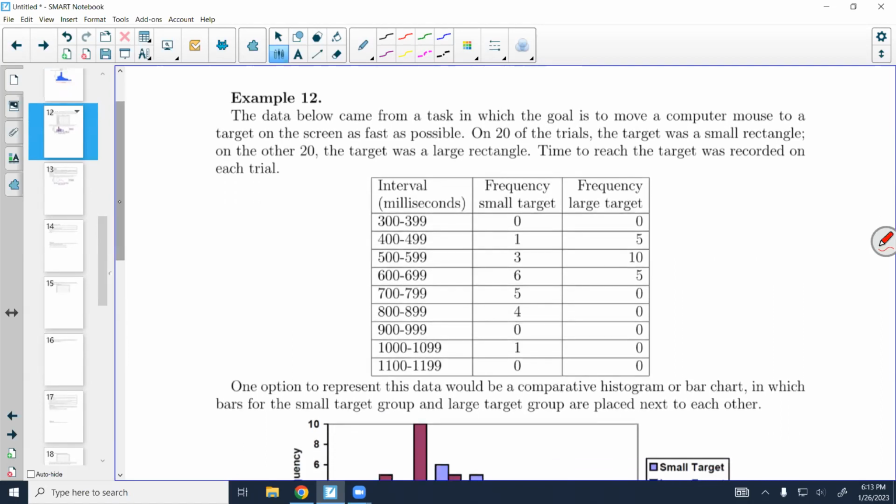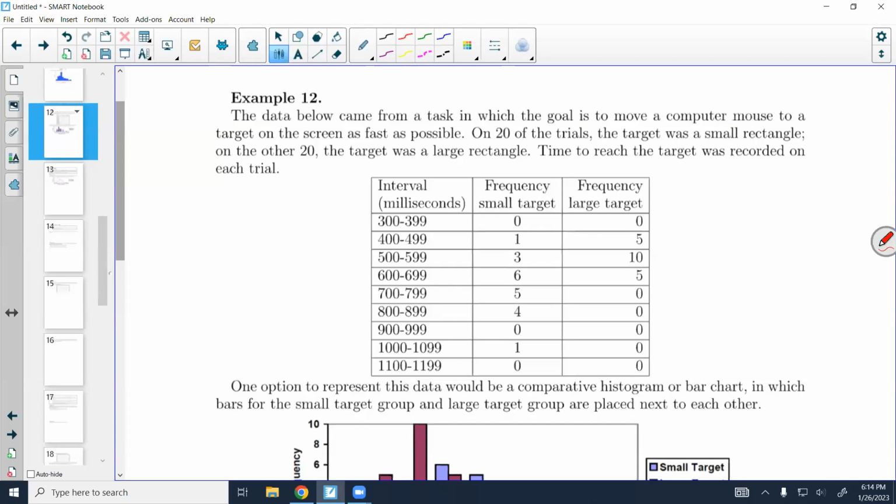So the data below came from a task in which the goal is to move a computer mouse to a target on the screen as fast as possible. On 20 of the trials, the target was a small rectangle. On the other 20, the target was a large rectangle. The time to reach the target was recorded on each trial, and then we put it into a frequency table.